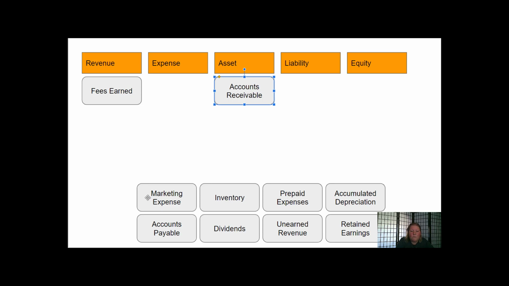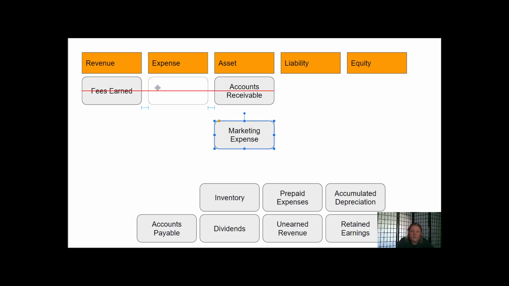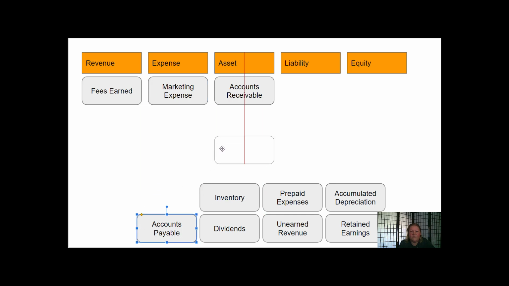All right, now what about marketing expense? Okay, so telltale sign, 99% of the time when you see the word expense, it is an expense, okay? We will go over the one instance where you see the word expense and it's not an expense, okay? But 99% of the time, if you see the word expense, it's going to be an expense. Okay, let's look at accounts payable.